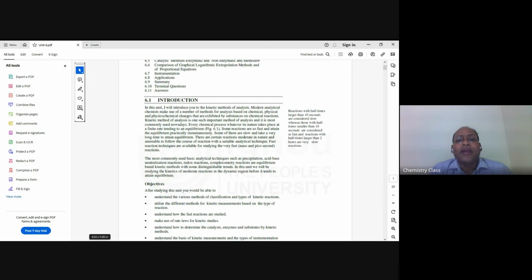Modern analytical chemistry makes use of a number of methods for analysis based on chemical, physical, and physicochemical changes that are exhibited by the substance in chemical reactions. Earlier in the first class, we understood the three types of methods, that is chemical, physical, and physicochemical methods. So modern chemists are doing such things on the basis of these procedures. The kinetic method of analysis is one such important method, and it is most commonly used nowadays.